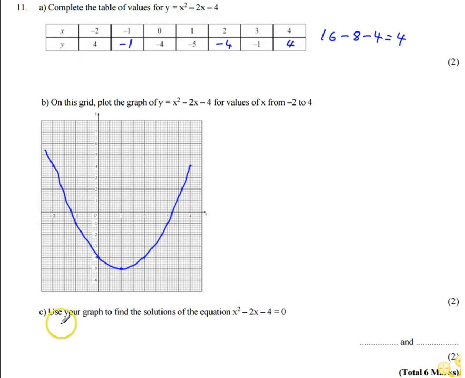So part C says use your graph to find the solutions of the equation x squared take away 2x take away 4 is equal to 0. Now the thing to notice here is that I had y is equal to x squared take away 2x take away 4, and I've now replaced that y, so my y coordinate, with 0. So what we're looking to do is find where the y coordinate on this curve is 0.